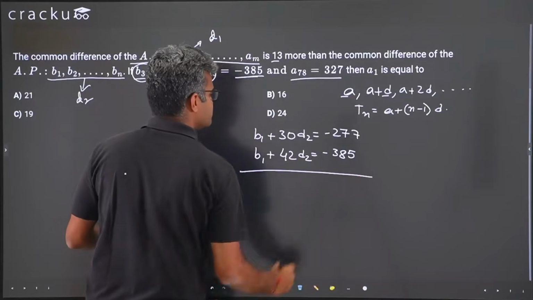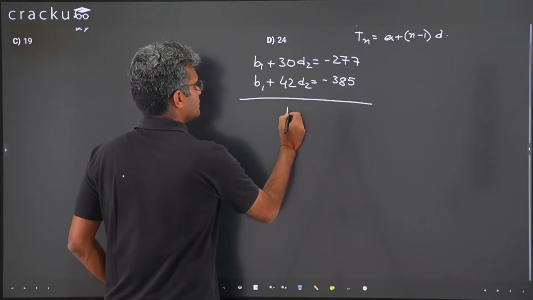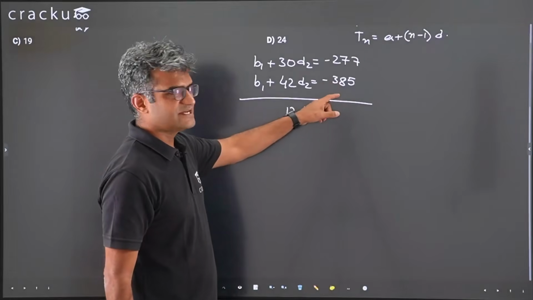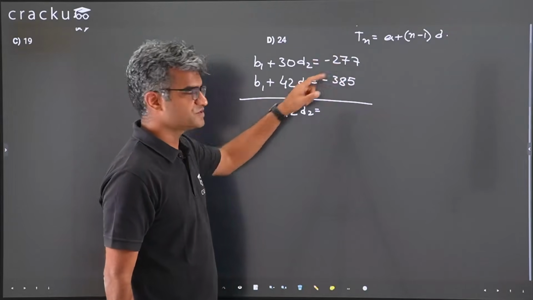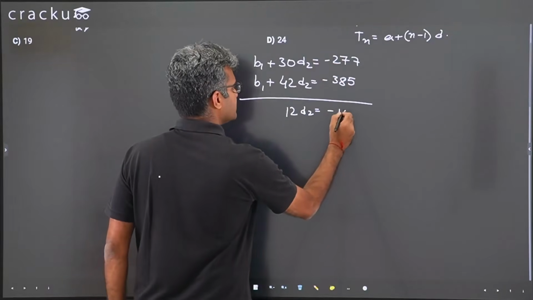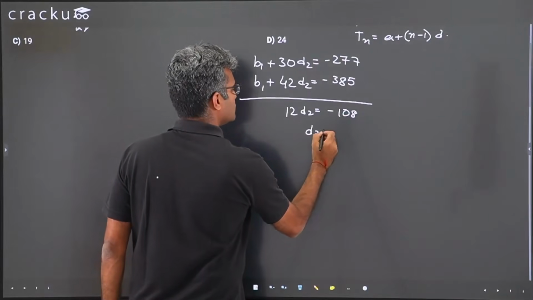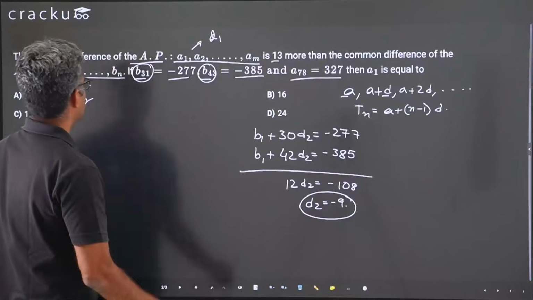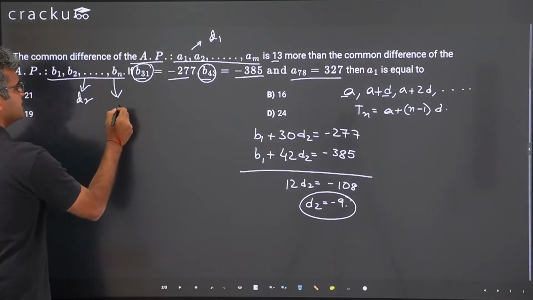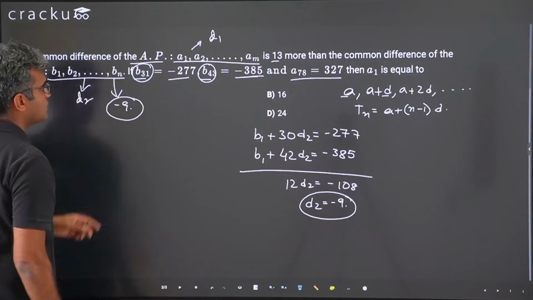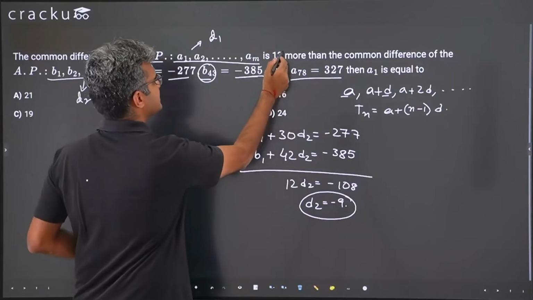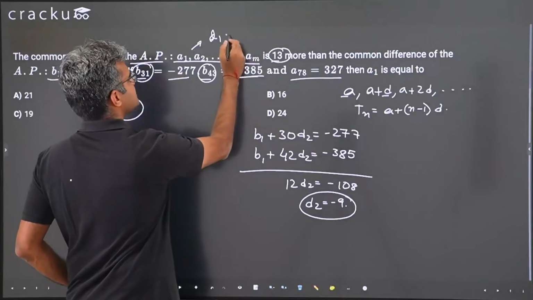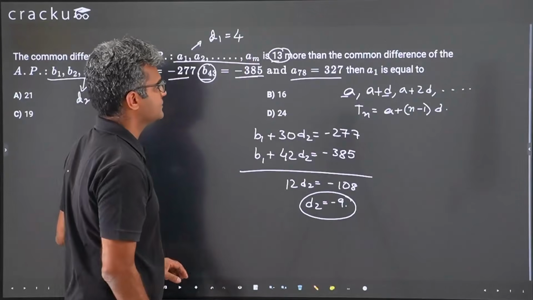You subtract the first equation from the second equation. You are going to get 12d2 is equal to minus 385 minus of minus 277, which is minus 108. Or the value of d2 is equal to minus 9. So this would imply that the common difference of the second arithmetic progression is minus 9. The common difference of the first arithmetic progression is 13 more than that. So it is 13 more than minus 9. So this will be equal to 4.